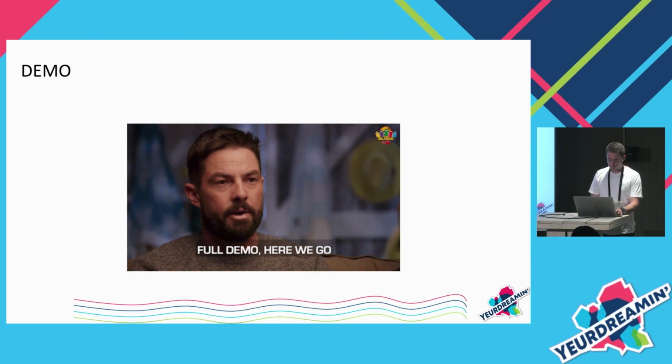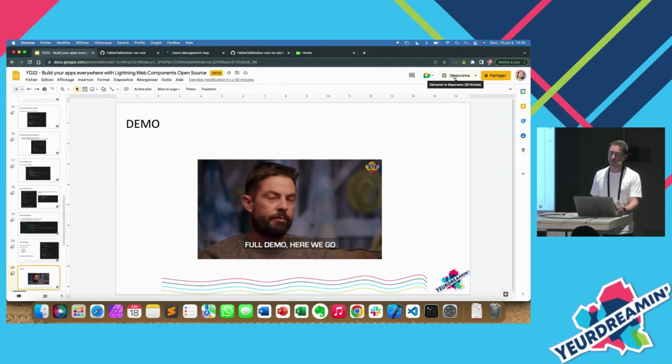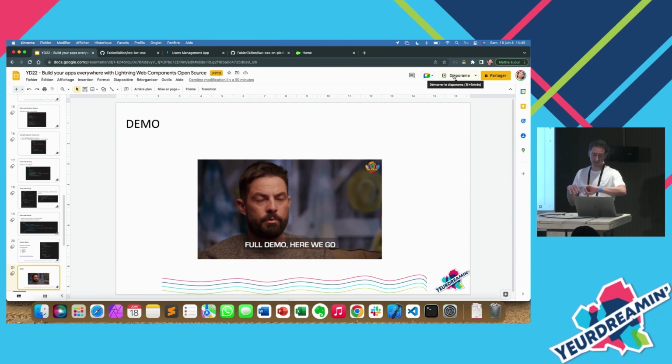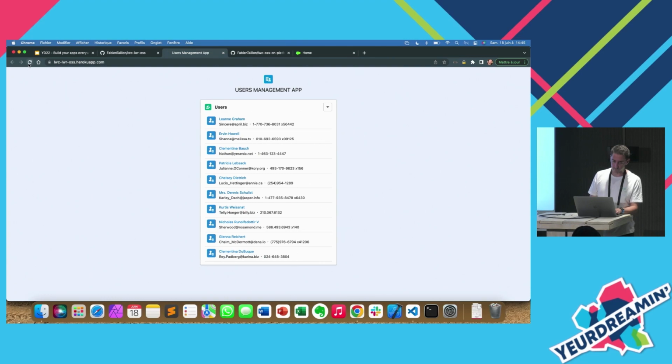Okay, so I have a small demo. What I did in my demo is basically I wanted to create components that are reusable: create one set of components and deploy it both on Heroku and on a community with LWR, because it's supposed to be the same runtime. So just to show you if it works.